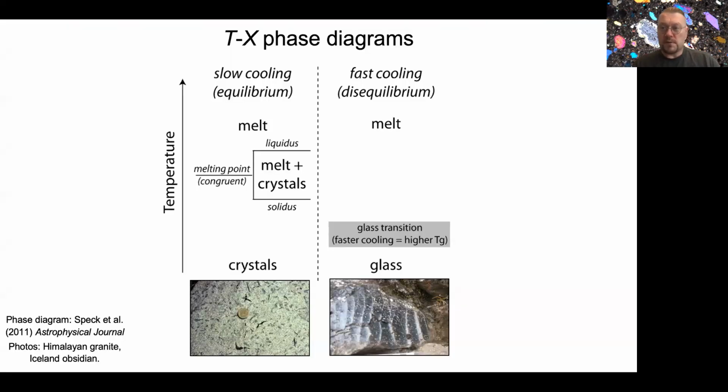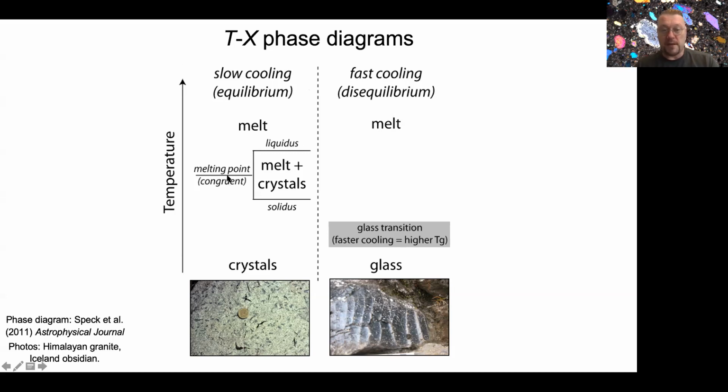So I'll start just by bringing us back to the classroom. Remember phase diagrams. This is a very simple one-dimensional phase diagram. On the y-axis is temperature. And on the left side here, we see what phase diagrams normally look like because they are generally constructed very carefully with lots of experiments representing the equilibrium state of things. So at high temperature, we have melt. At low temperature, we have crystals.